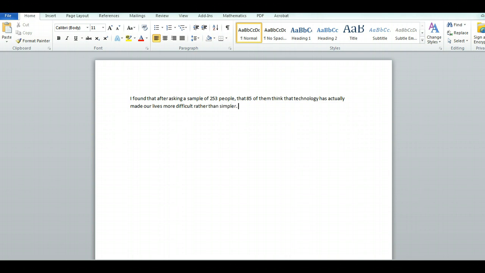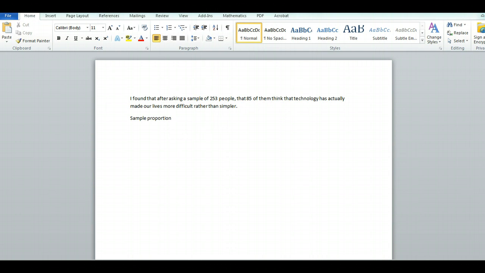Now, assuming that we collected this sample fairly with the sampling techniques we've talked about in other units, then this could be considered a good point estimate of the actual proportion of people that think that technology has actually made our lives more difficult rather than simpler. But, of course, it's not accurate because 253 people is not the whole population of the Earth, or even of Los Angeles, or even of Mount St. Mary's College.